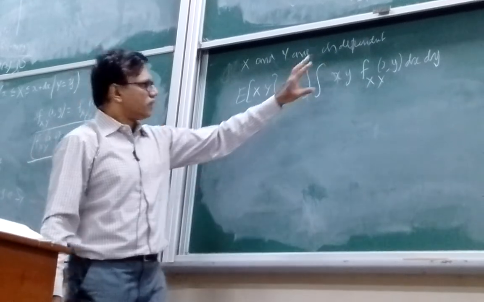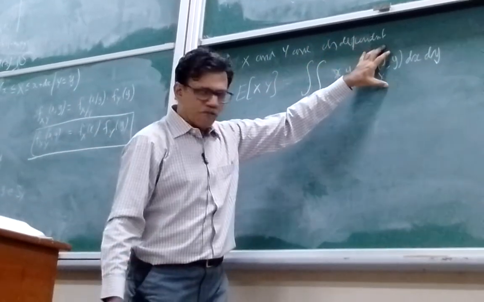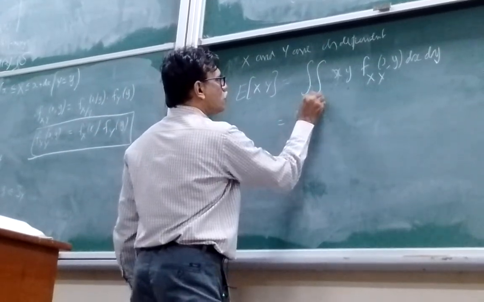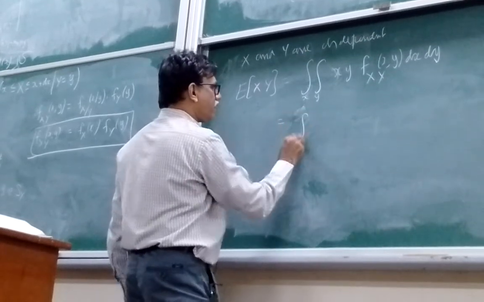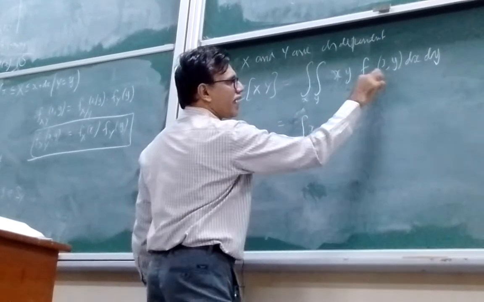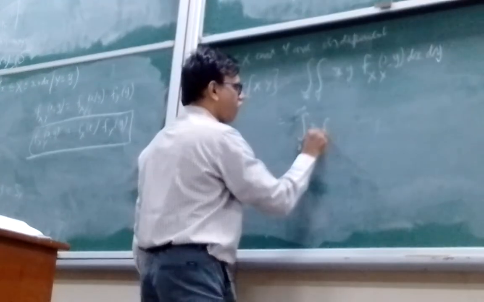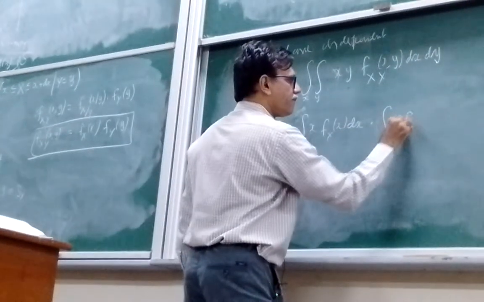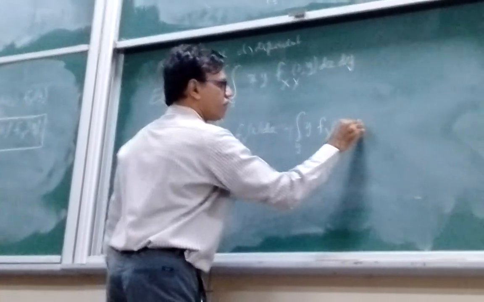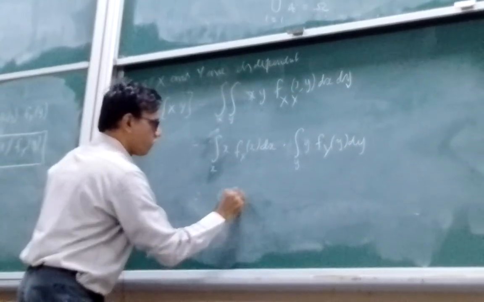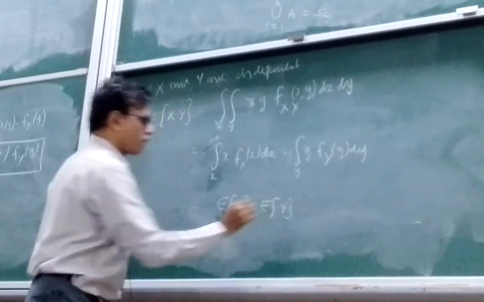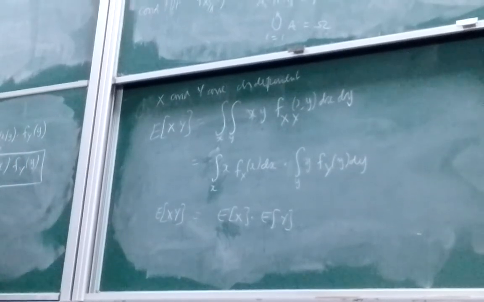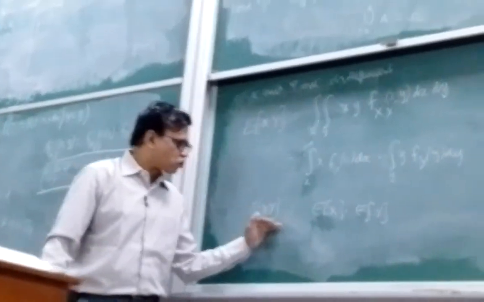dx dy. This is g of x into fx of x comma y into this. So we can write it as this is over x, this is over y, the range of this one. So we can write it as this. I can factorize into fx of x of y. So if x and y are independent, E of xy is equal to E of x and E of y.